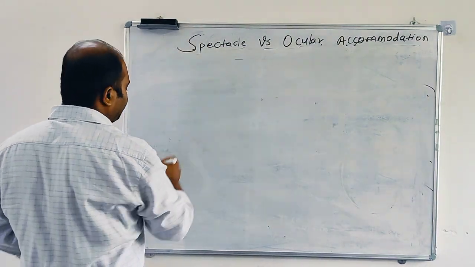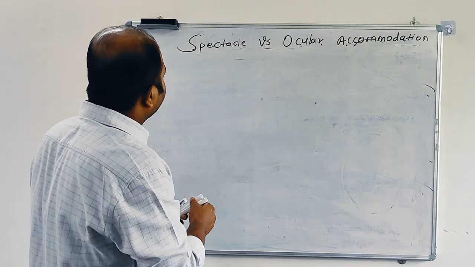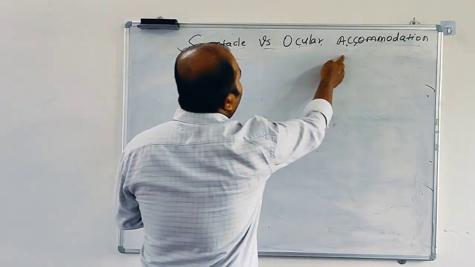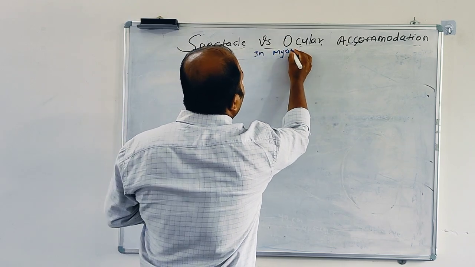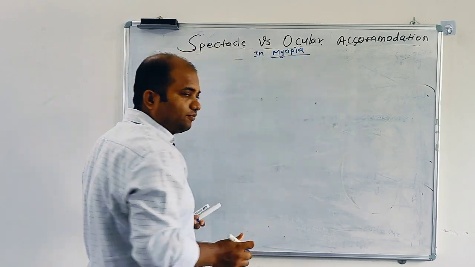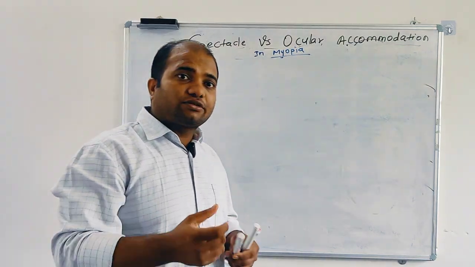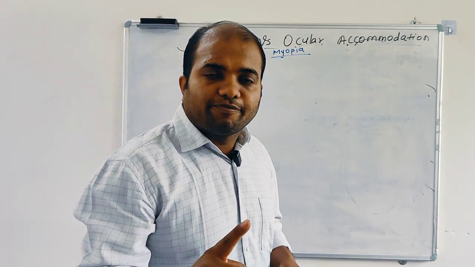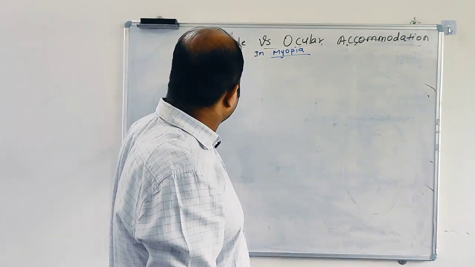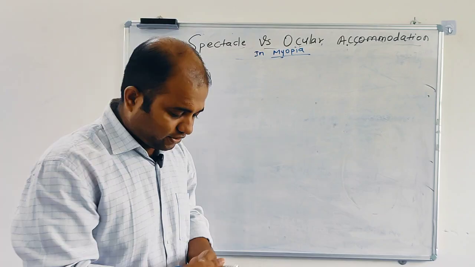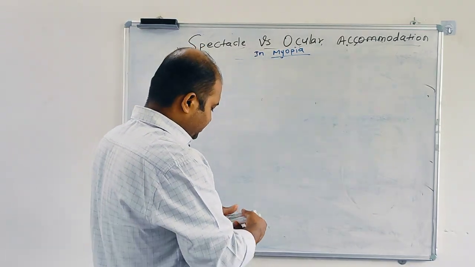So now we see about myopia, spectacle and ocular accommodation in myopia. And at last we are going to conclude. So you should remember the value for accommodation, because that is required again. Okay, so here we are going to make one eye.